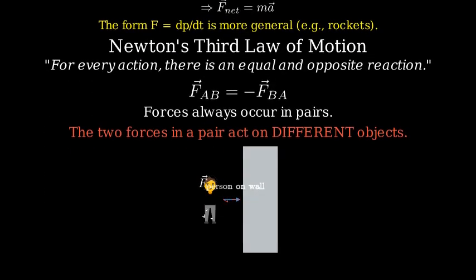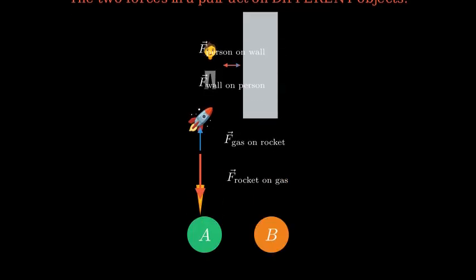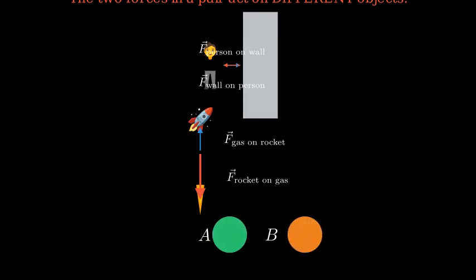Let's see some examples. If you push against a wall, the wall pushes back on you with an equal and opposite force. That's why you feel the pressure on your hand. Consider a rocket. The rocket expels hot gases downwards, action. In reaction, the gases push the rocket upwards, propelling it into space. When two billiard balls collide, ball A exerts a force on ball B. Simultaneously, ball B exerts an equal and opposite force on ball A. It's important to remember that these action and reaction forces act on different objects, so they don't cancel each other out for an individual object.